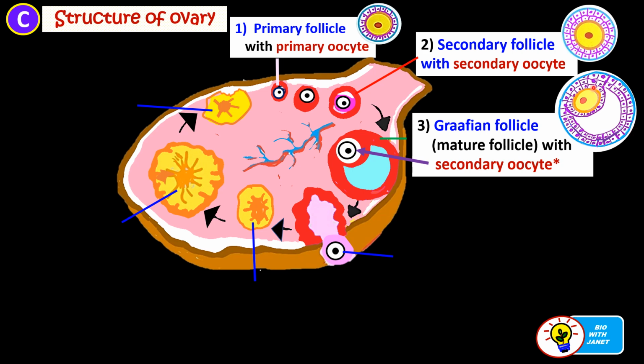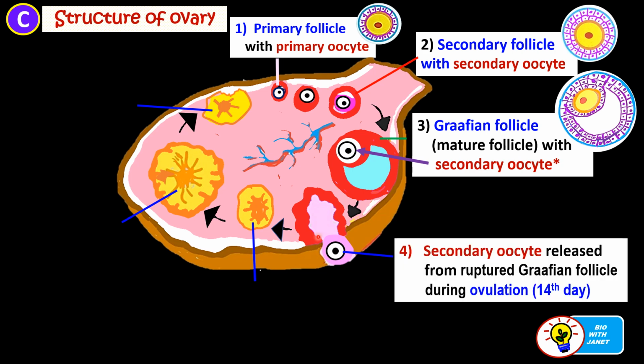Next, the secondary follicle continues to grow bigger and it contains fluid in the center part here. So it becomes the Graafian follicle, which is the biggest follicle, and it is also called the mature follicle. At the same time, the secondary oocyte undergoes meiosis 2 but stops at metaphase 2 of meiosis. Right? So the Graafian follicle contains the secondary oocyte that has stopped at metaphase 2 of meiosis. Next, on the 14th day of the menstrual cycle, the Graafian follicle will rupture or burst. So the secondary oocyte will be released from the ruptured Graafian follicle during ovulation on the 14th day.